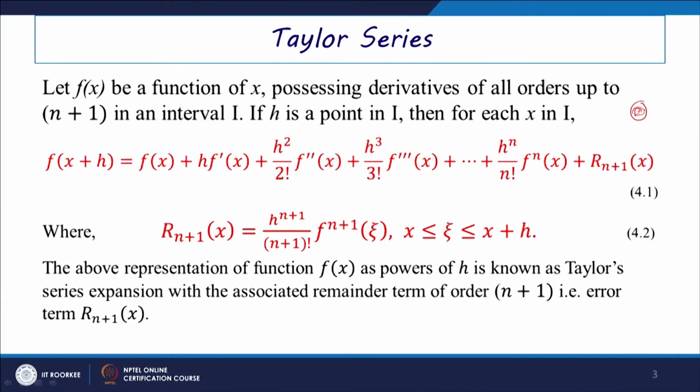we can express f of x plus h equals f of x plus h f dash x plus h square by factorial 2 f double dash of x plus h cube by factorial 3 f triple dash of x, and it continues up to the nth order term, that is h to the power n by n factorial f to the power n of x, plus the remainder term.